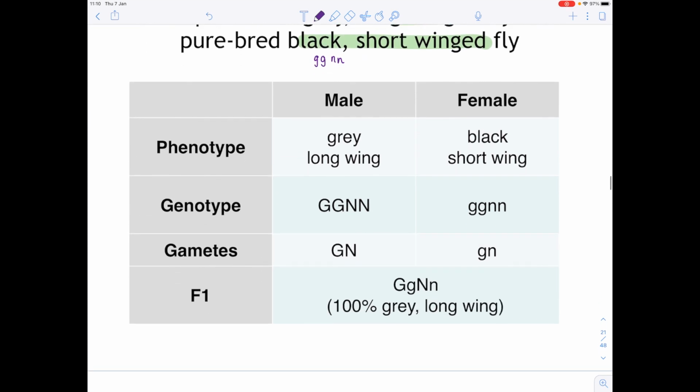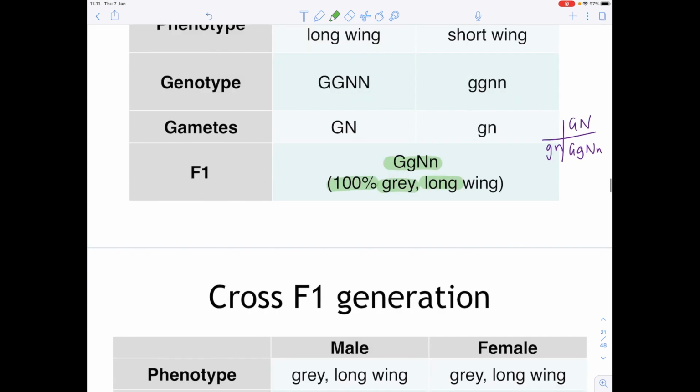And obviously when you do that first cross, it does indeed mean that all our individuals will have the genotype capital G, lowercase g, capital N, lowercase n. And if we have a look at what that means in terms of phenotype, remember that dominant gene produces the grey body and that dominant wing type produces the long wing, and 100% of the offspring will look like that. So now we're going to cross that F1 generation that we've just produced.